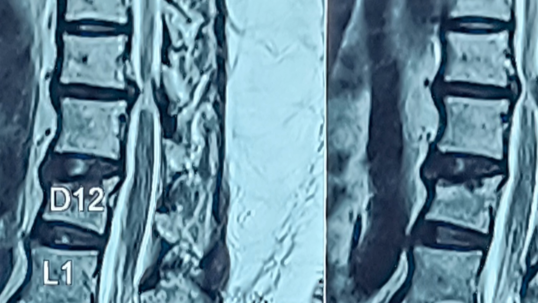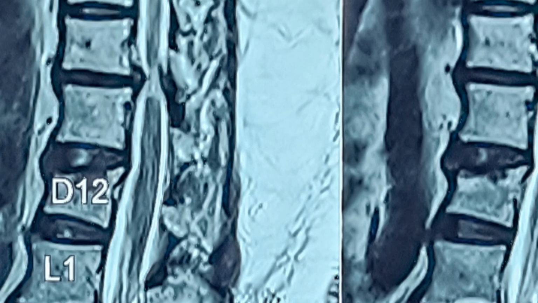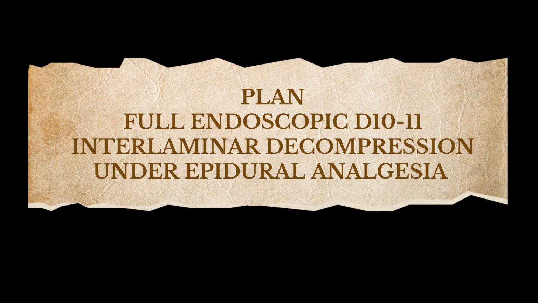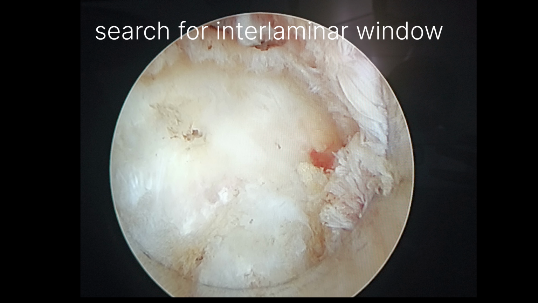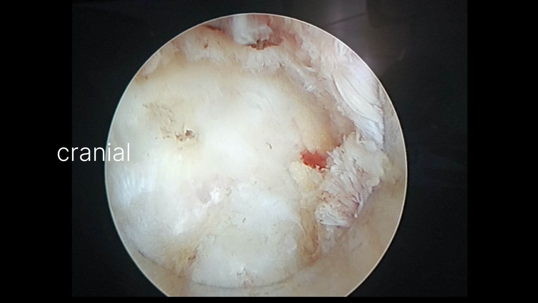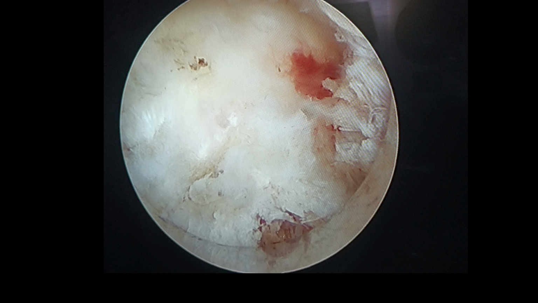Her sagittal and axial MRI images are being shown here, which shows this compression from both the sides. So the plan was to do full endoscopic D10-11 interlaminar decompression under epidural analgesia. We are doing the approach from the left side, so 3 o'clock being the caudal, that is towards the D11 superior lamina, 9 o'clock being cranial, D10 inferior lamina, 6 o'clock will be our lateral side, that is towards the facet, and 12 o'clock will be towards the midline or spinous process.